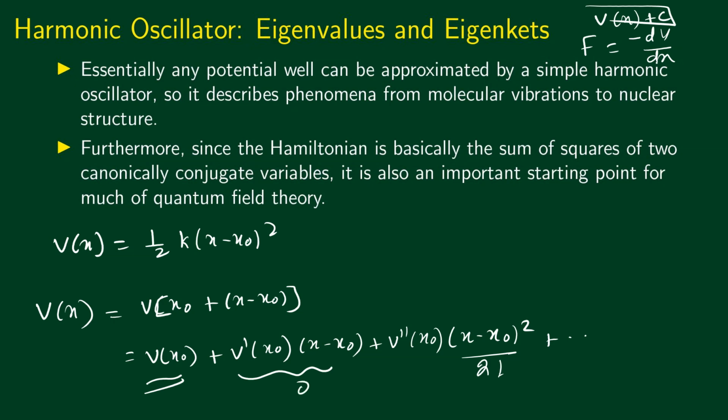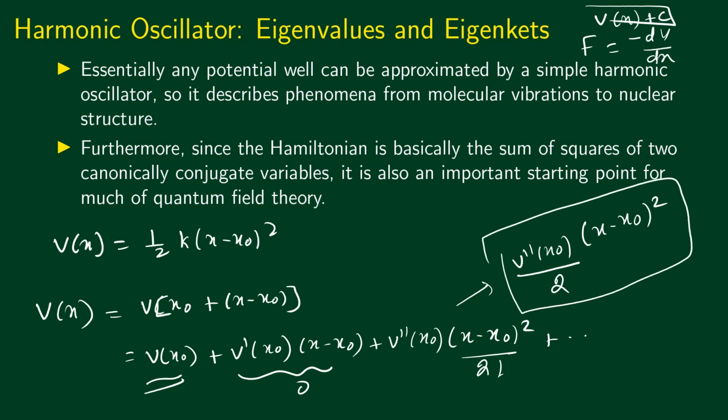So the first non-zero, or first relevant, term in this expansion is V″(x0), which is a constant, multiplied by (x − x0) whole squared, with a divided by 2. So it's ½V″(x0)(x − x0)². We see that this is exactly of the form of the harmonic oscillator potential, ½k(x − x0)². So for small x − x0, we can approximate any potential by the harmonic oscillator potential.